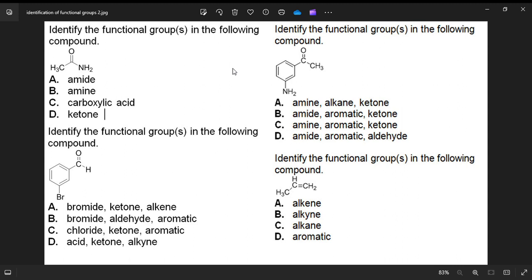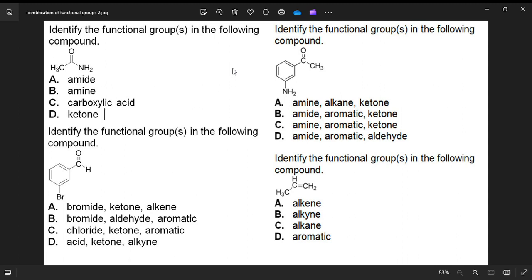For this question 1, you are asked to identify the functional group in the following compound. First, you have an amide, you have an amine, you have a carboxylic acid, you have a ketone. Question 2, you are to identify the functional group in the following compound: bromide, ketone, and so on. Look at question 3, look at question 4.